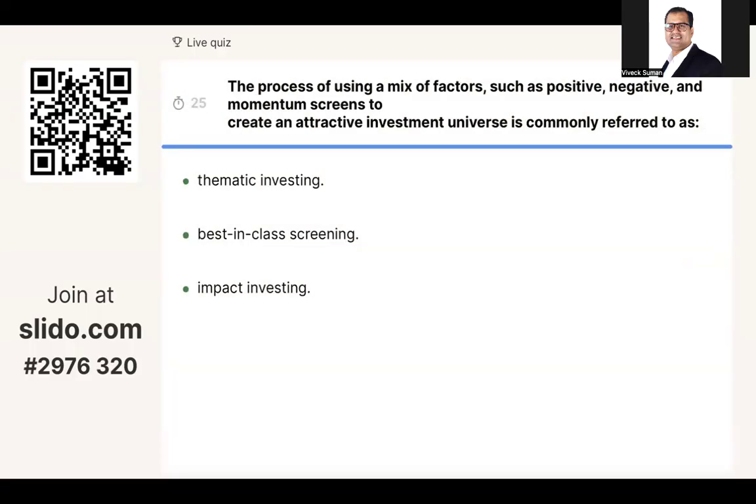Okay, Nilesh ji, go ahead and read the next question if you can. The process of using a mix of factors such as positive, negative, and momentum screens to create an attractive investment universe is commonly referred to as thematic investing, best-in-class screening, impact investing.